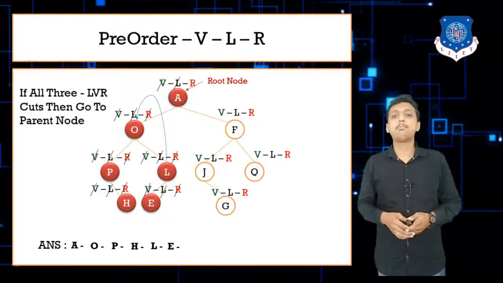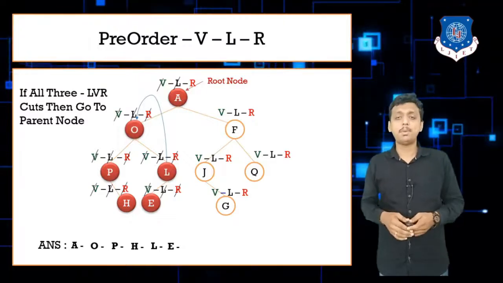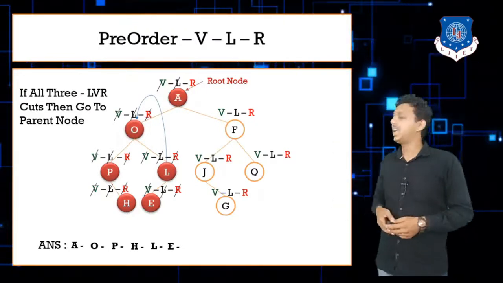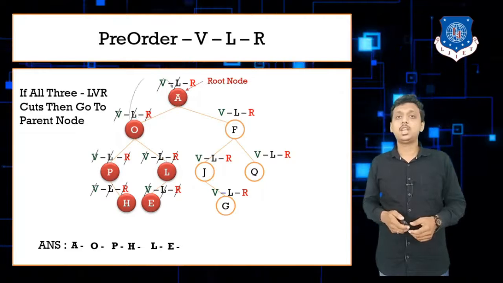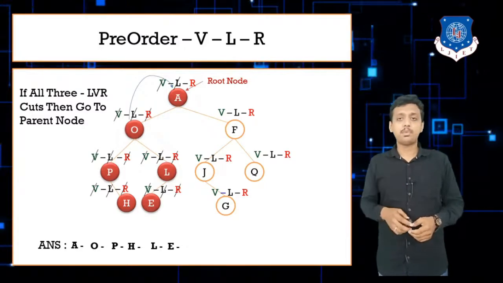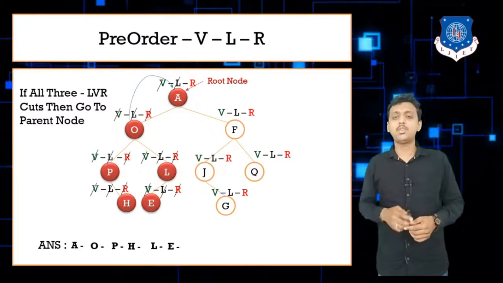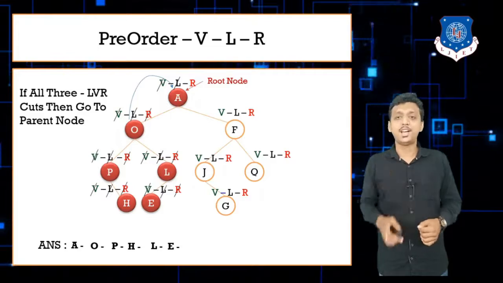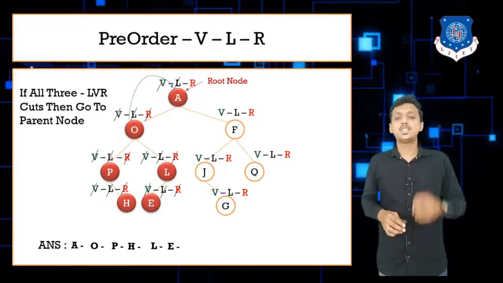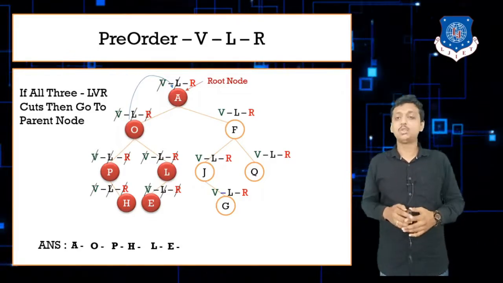Let's move forward to the parent node of O. Now, who is a parent node of O? Students, A is a parent node of O. Just get back to the A. See, V is performed, L is performed. Now we have remaining operation, that is R. So let's move towards the right side of A, our root node.